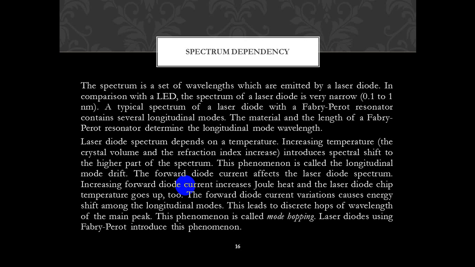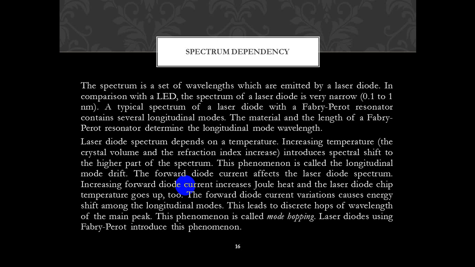Now, spectrum efficiency. The spectrum is a set of wavelengths which is emitted by a laser diode, in comparison to an LED. The spectrum of a laser diode is very narrow, from 0.1 to 1 nanometer. A typical spectrum of a laser diode with a Fabry-Perot resonator contains several longitudinal modes. The material and the length of the Fabry-Perot resonator determine the longitudinal mode wavelength.